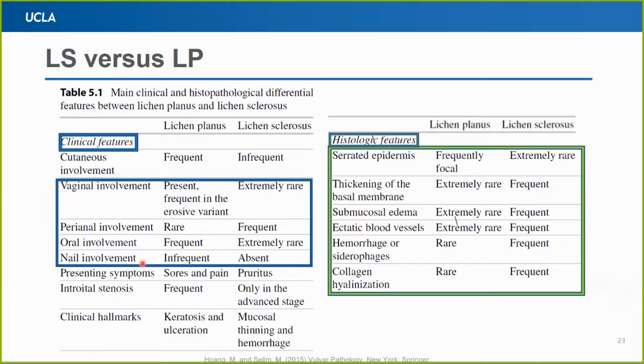As for the histopathologic features, the main feature in favor of LP is serrated epidermis, also known as sawtoothing. Basement membrane thickening and homogeneous hyalinization are clues that actually favor LS, as they're rarely seen in LP. Some of these features may be subtle, so when in doubt, level sections may be helpful.